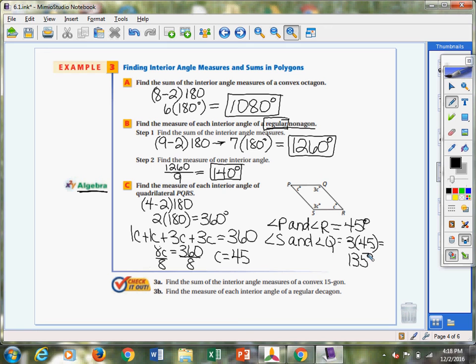Hopefully you thought that was pretty fun. So I'm going to leave the check it outs for you, 1 each. You're going to find the sum of the interior angle measures of a convex 15-gon, and then find the measure of each interior angle of a regular decagon. So do your best, see what you can do with that, and if you have any questions, bring them to class.